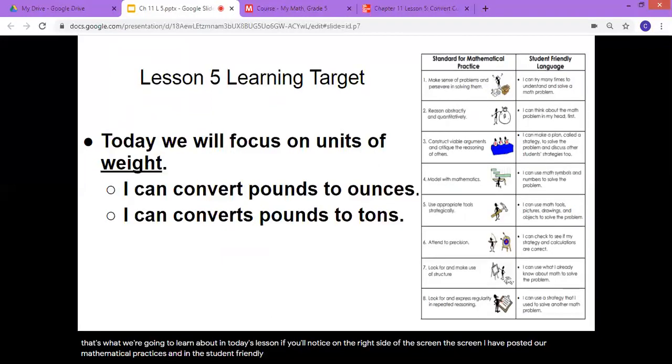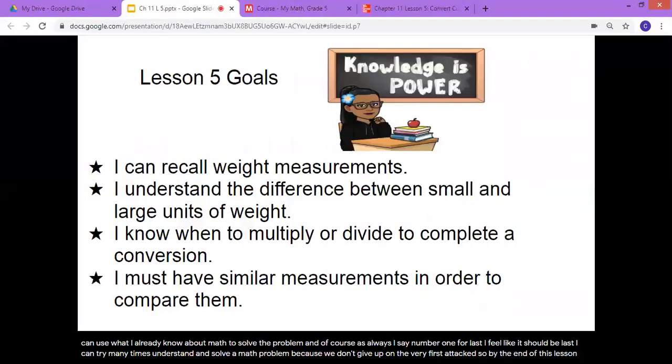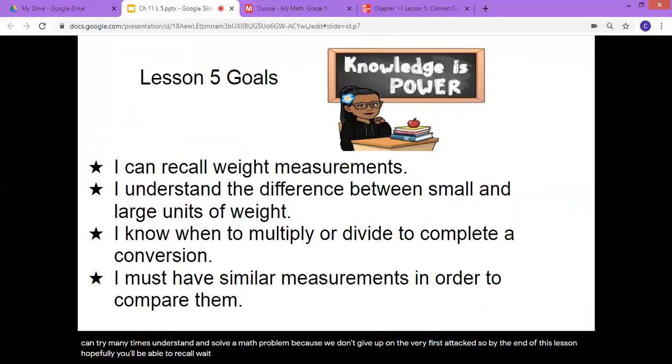And in the student-friendly language in the right column, I'm going to be referring to mathematical practice number 2. I can think about the math problem in my head first. MP number 6. I can check to see if my strategy and calculations are correct. MP number 7, I can use what I already know about math to solve the problem. And of course, as always, I save number 1 for last. I feel like it should be last. I can try many times to understand and solve a math problem because we don't give up on the very first attempt. So, by the end of this lesson, hopefully you'll be able to recall weight measurements.